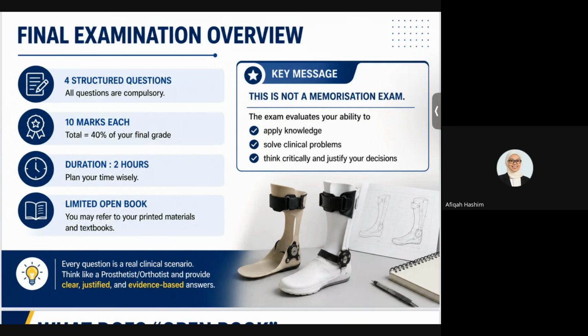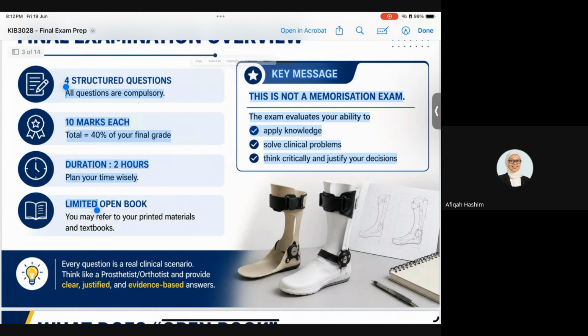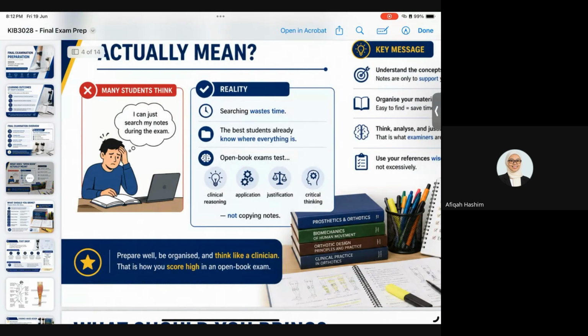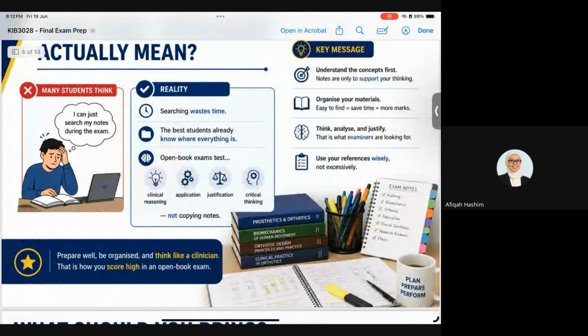Okay, now let's talk about something that I think many students misunderstand, the term open book exam. So when students hear open book exam, the first reaction is usually, okay, I can just look up everything during the exam. But in reality, this is probably the worst strategy. So you have 2 hours, like I mentioned just now.